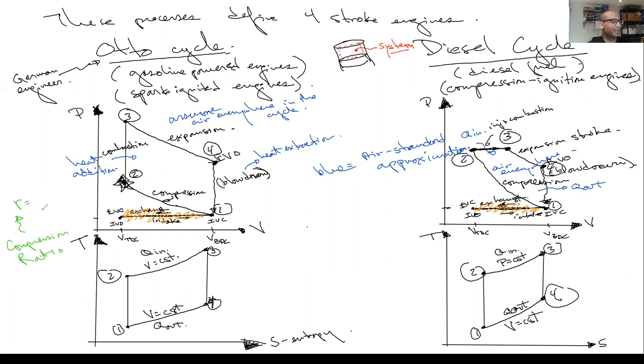So the compression ratio is the ratio of the bigger volume over the smaller volume. This number applies to both the Otto and diesel cycle. Actually, here, can I? I'm going to try to move this. And only that. There we go. So that ratio is extremely important for both the diesel and the Otto cycle. I need to know what the compression ratio is. In fact, that's the basic definition of those cycles.